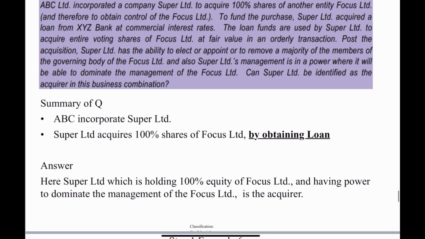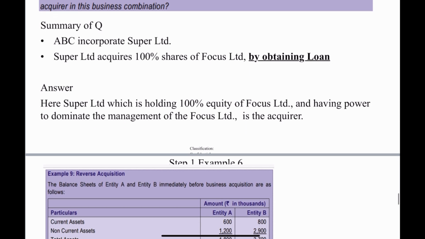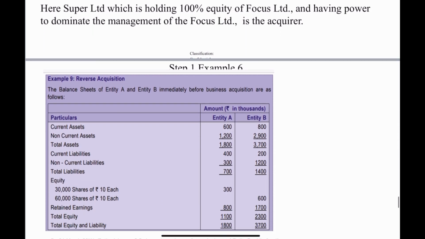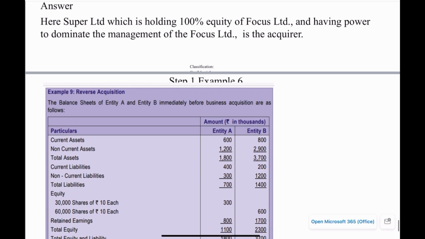Okay, so here Super Limited will ultimately be holding 100% equity of Focus Limited, and so we can consider Super Limited the acquirer, and they will also have complete power over Focus Limited. Power in the sense of management power, all the decision making will be taken by Super Limited on behalf of Focus Limited. So here Super Limited is the acquirer. Done. Okay, then I will move on to the next example.